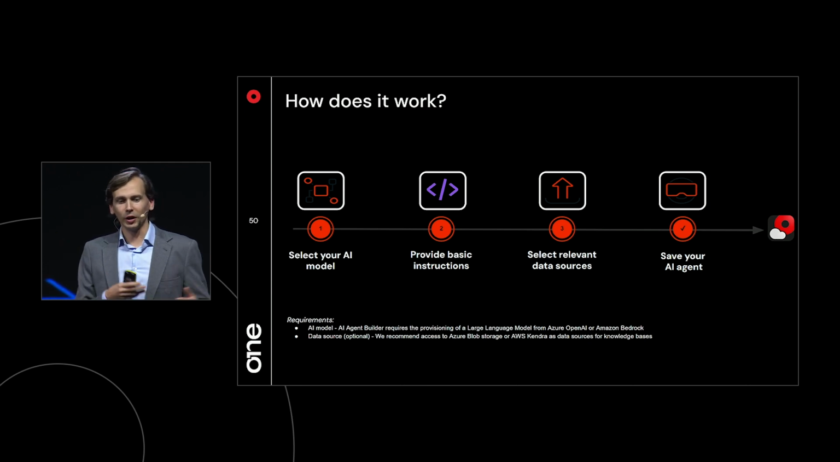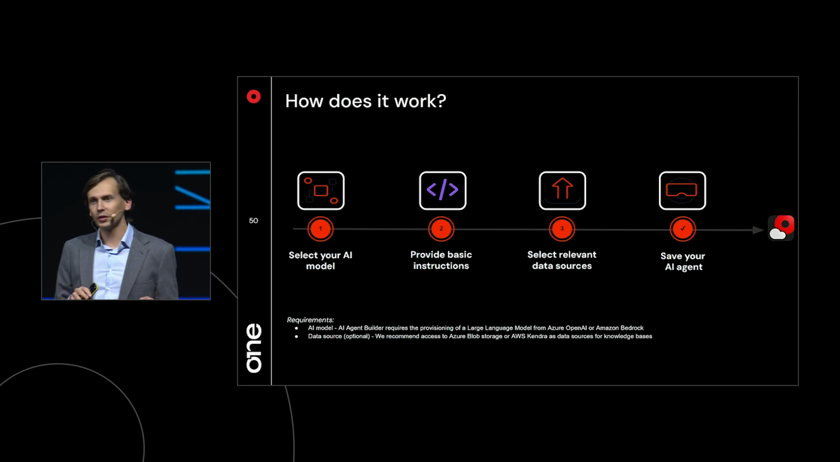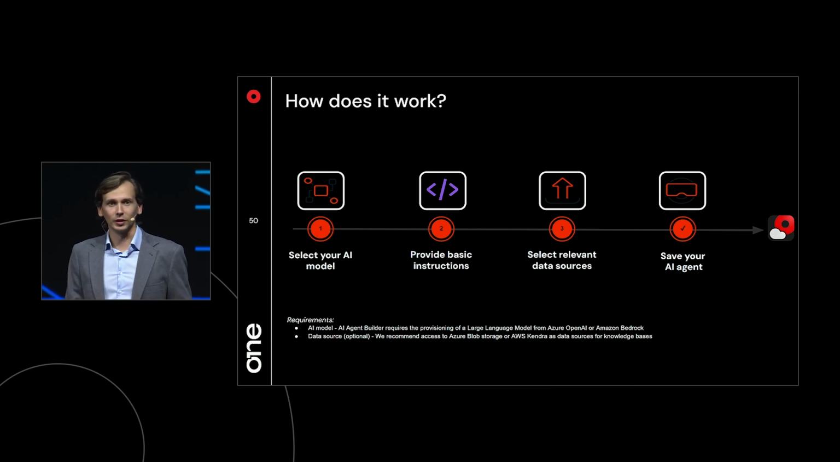So there's a back and forth trial and error. You have to get the right instructions, get the right data. And once you save the agent, as you might have seen in the keynote earlier, then this agent has a task, a purpose, and it has all it needs to fulfill that task.